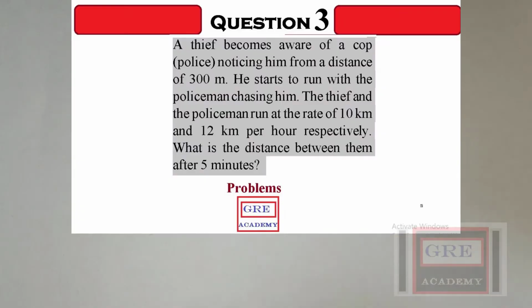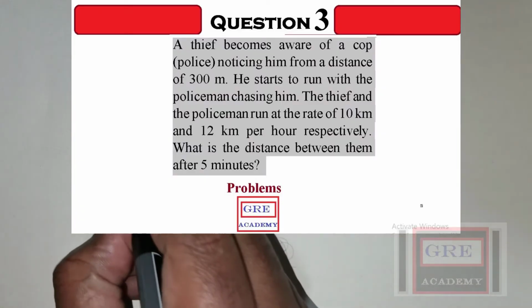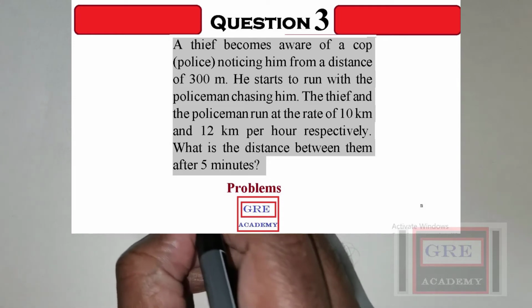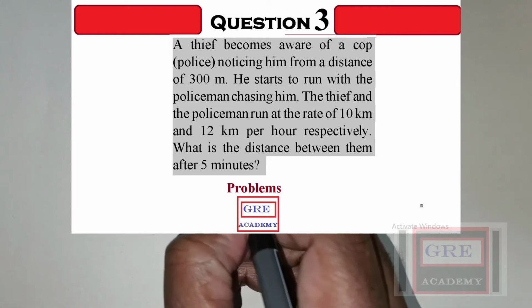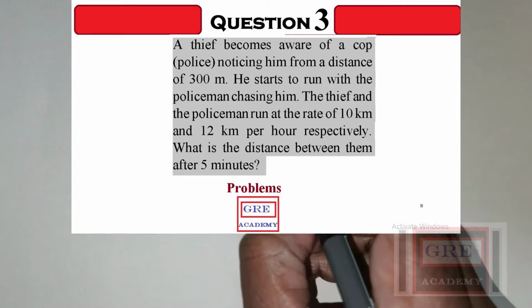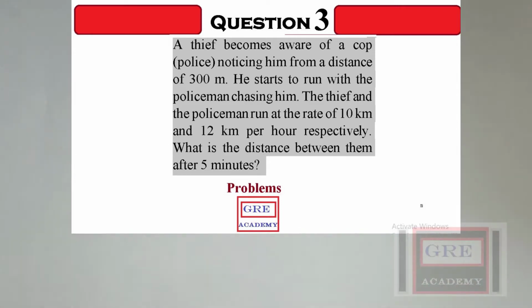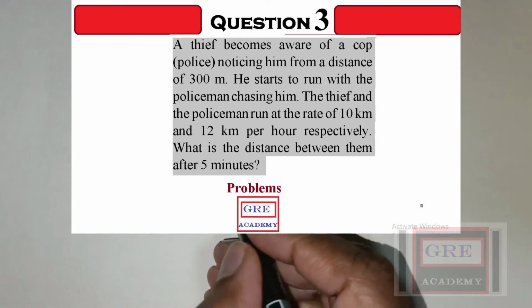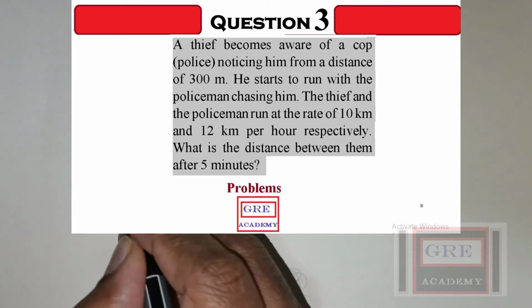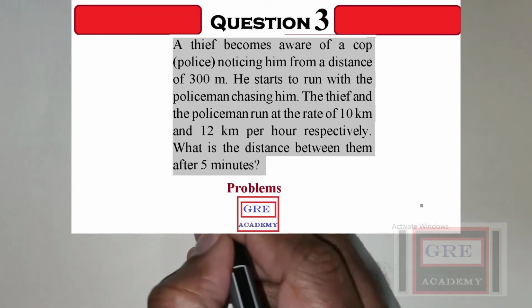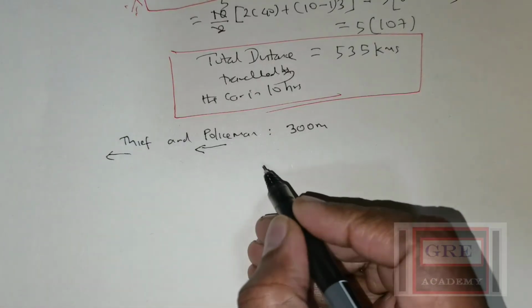Have it in mind. Students, in this question, the distance between the thief and the policeman is given to be 300 meters. So that means the thief is noticed by the policeman from a distance of 300 meters. So when the thief sees that the policeman is aware of his presence, he starts to run. So the thief is running, right, and the policeman is chasing the thief.